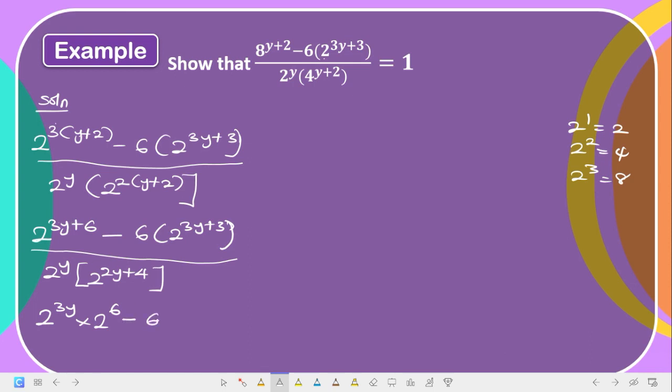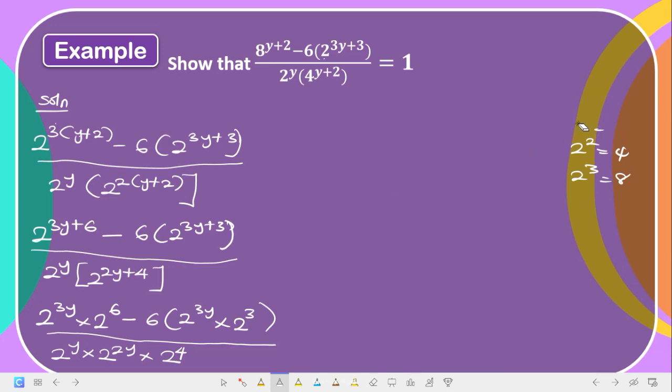Then minus 6. This whole thing can also be written as what? 2 to the power of what? 3y times 2 raised to the power of what? 3. And then we have divided by, this can also be written as 2 to the power of y times 2 to the power of 2y times 2 to the power of 4, because the bases are equal. If you add the power, this is 2y plus 4, which is still the same thing as what we have here.